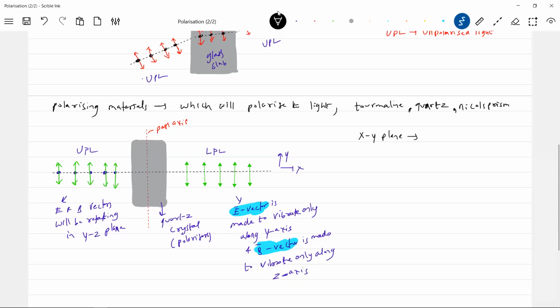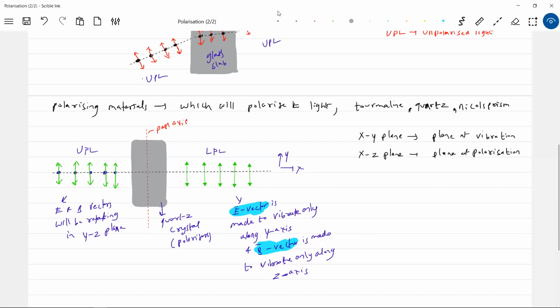XY plane. So this XY plane is called the plane of vibration. Then this XZ plane is called the plane of polarization. So finally, what we are doing, half of the energy of the light will be absorbed, no? Half of the energy of the light, because it was confined in the YZ plane, it was vibrating. Then we have made it vibrate only along the y-axis.